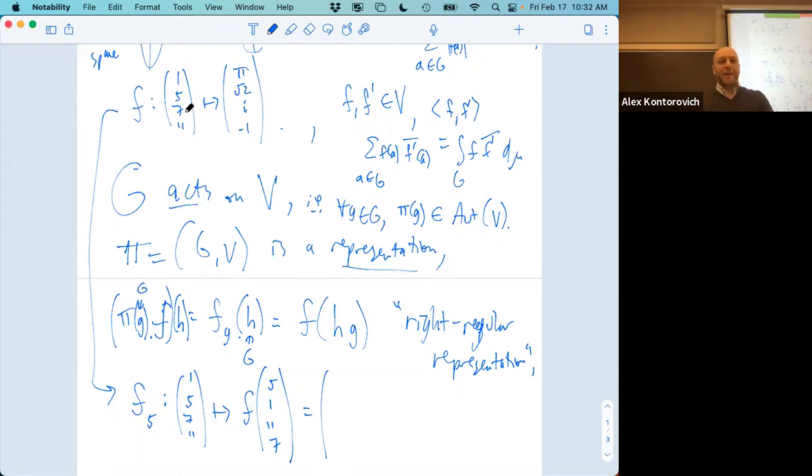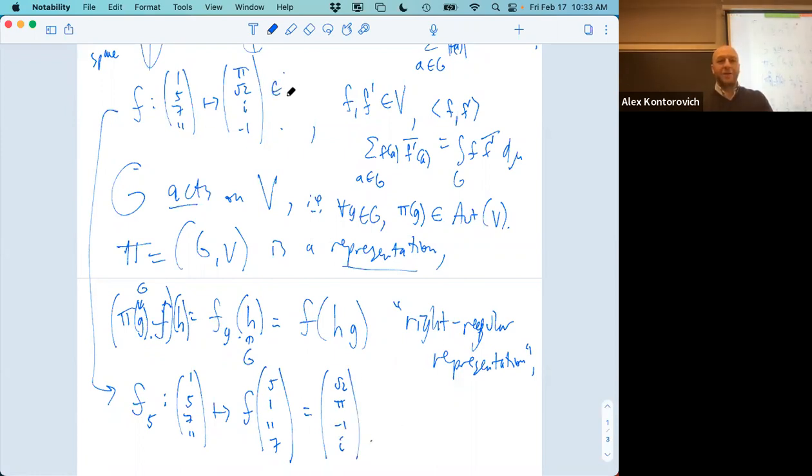Okay, F of 5 was √2. F of 1 was pi. F of 11, hopefully this pi and that pi don't confuse anybody. F of 11 is -1, and F of 7 is i. Can you say what F was again?